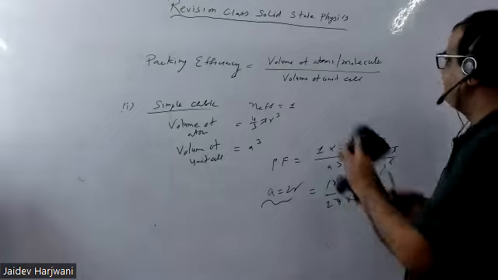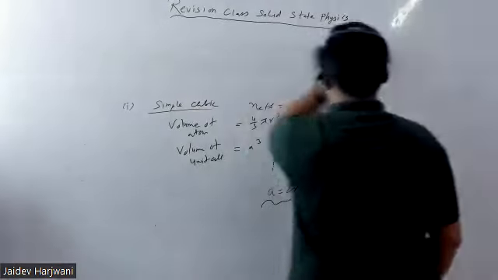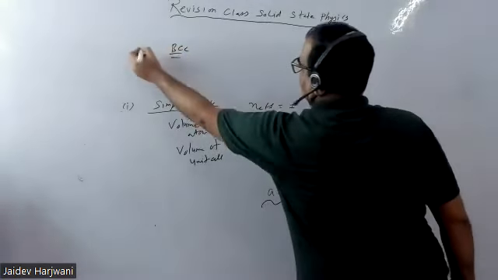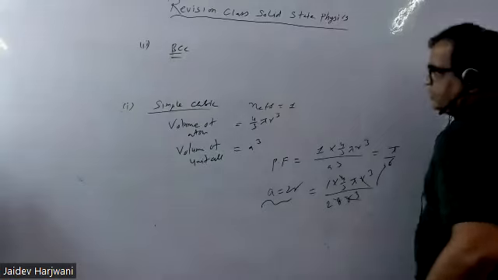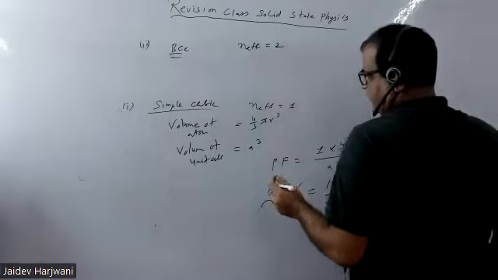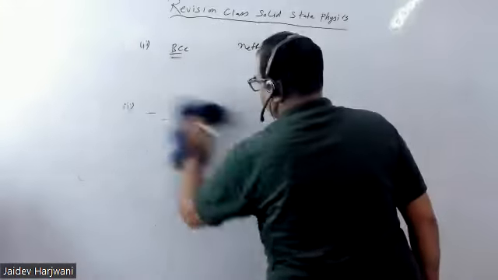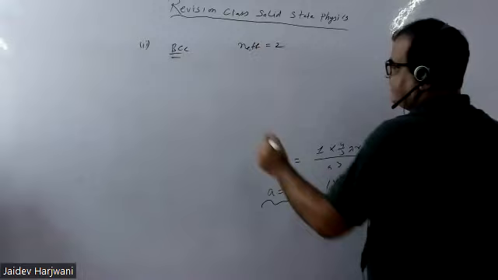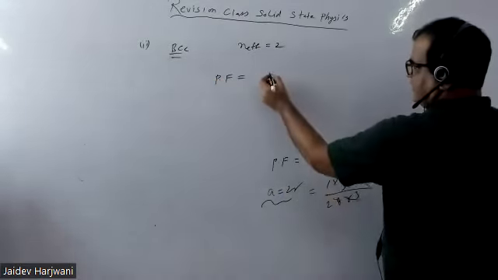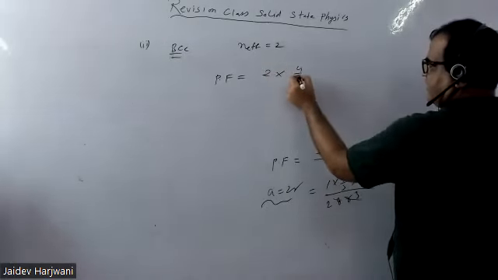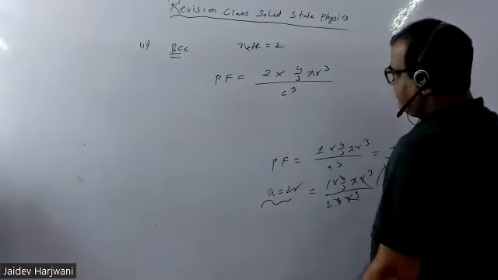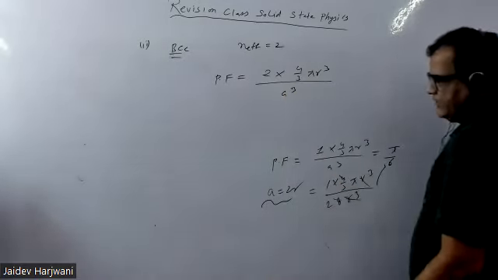Okay, for example, if I have an FCC or BCC. So for BCC, you have N effective equals to 2, because a ball atom is also in the center. So if you calculate the packing efficiency for BCC, what will be the relation? It will be 2 atoms N effective, times the volume of atom, divided by a cube. Now you should remember what is the relation between a and r in the BCC.